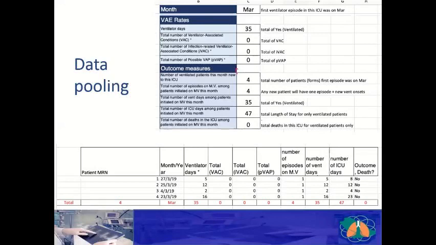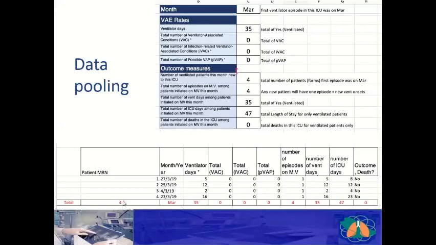and outcome measures. So for the ventilator days, we take it from the summary. It was 5, 12, 2, and 16, and the sum of all of these ventilator days was 35, so we will write here 35. The total number of VAC, IVAC, and PVAP were all 0 for all patients, as you can see here.